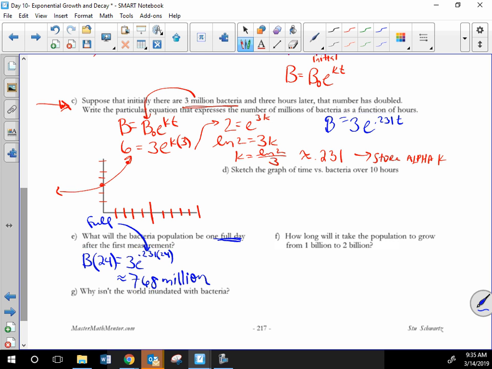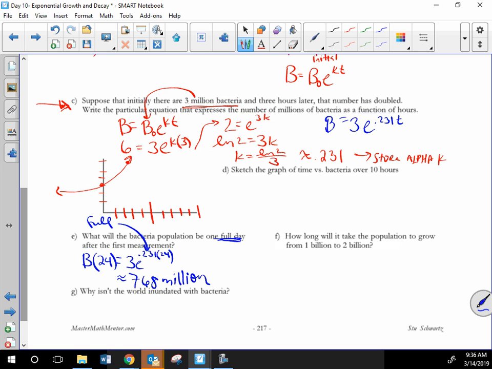Wait, we're talking about 1 billion. We just want to go from 1 billion to 2 billion. Here I went from 3 to 768 billion in 24 hours. Oh wait, it's a billion. We're talking about billion. Okay, we'll just use our equation. All right. So our final would be 2 billion. How many millions is 2 billion?